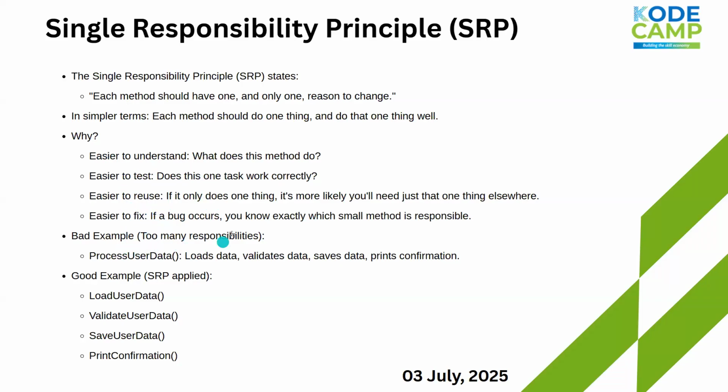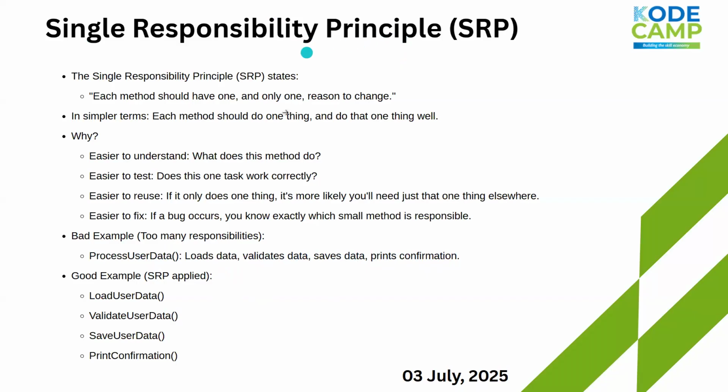A bad example of too many responsibilities could be a method called process user data. Inside this process user data method, there is an implementation for loading the data, another implementation for validating the data to check if it is valid or not, another for saving the data, and another for printing the results. Imagine having all of this implementation just in this process user data. It doesn't follow the single responsibility principle.